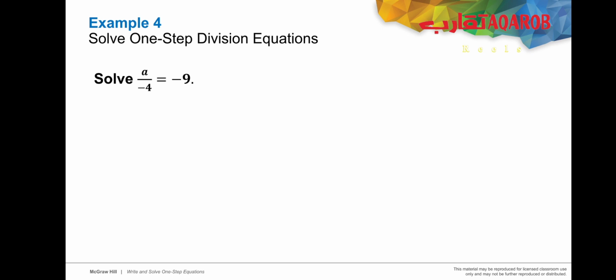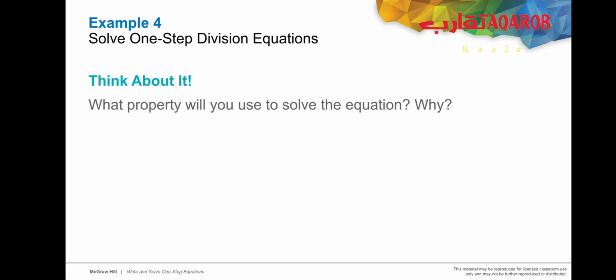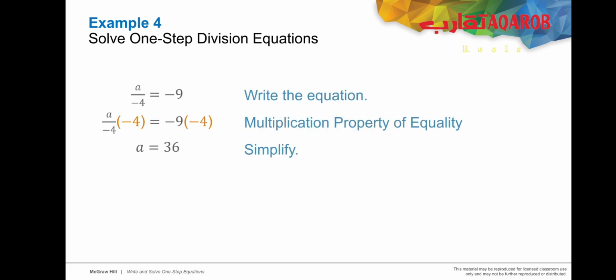Actually, because a is divided by negative 4, the operation, you can see it here, is division. Since it's division, I use the inverse operation, which is multiplication. So I will multiply both sides, to keep the balance in the equation, by negative 4. Now negative 4 multiplied by negative 4, or dividing by negative 4, is equal to positive 1, because negative over negative is positive, and 4 divided by 4 is 1, and 1 times a is a.